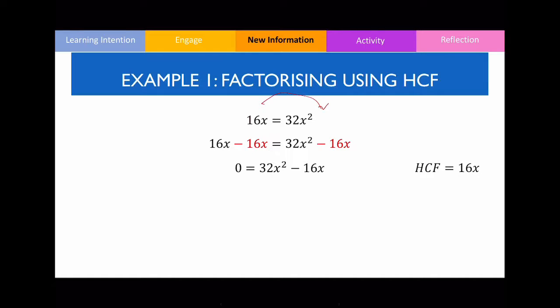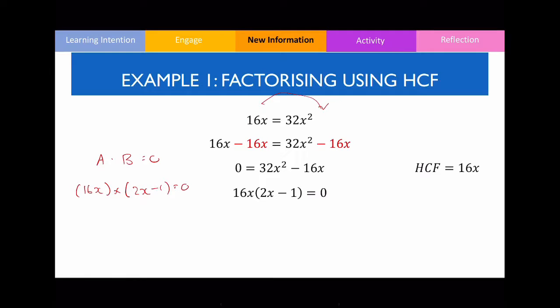And therefore, if I factorize it, we'll put 16x outside the bracket and divide everything by 16x to find out what's inside the brackets. Therefore, this is what I'm going to get. And notice I've just flipped the equation, because it's writing convention style. Now, because this is in the same format as the null factor, it can be written as 16x multiplied by 2x minus 1.